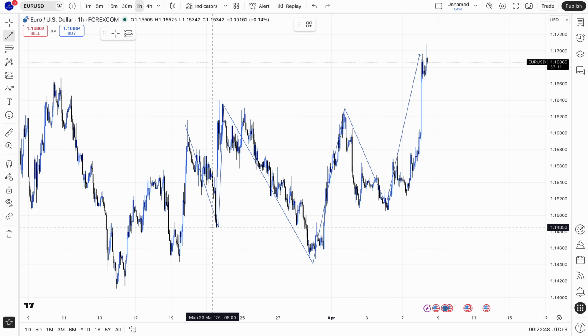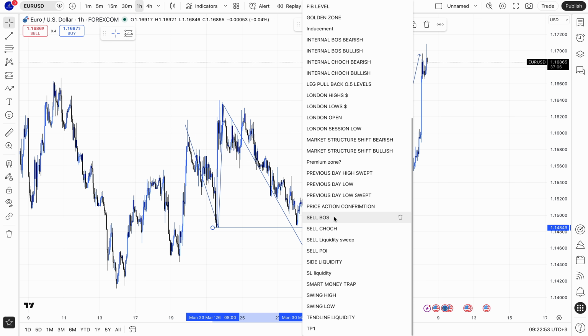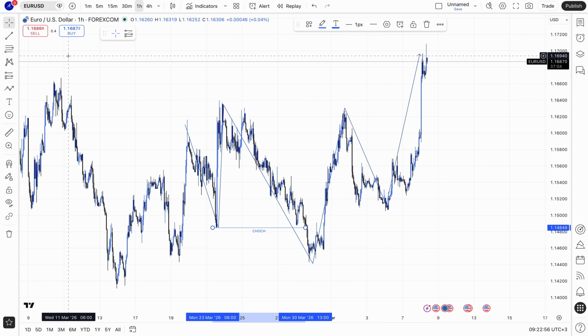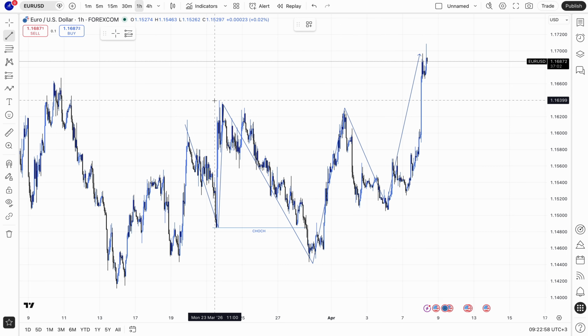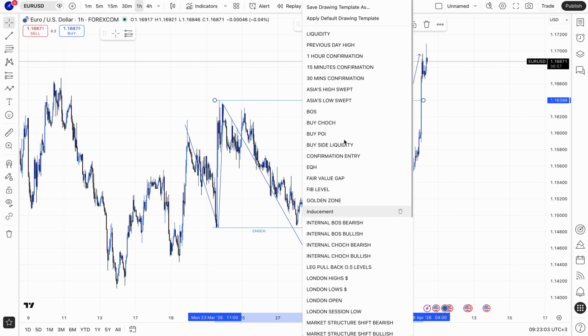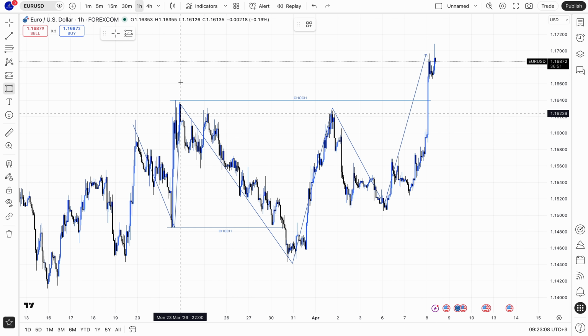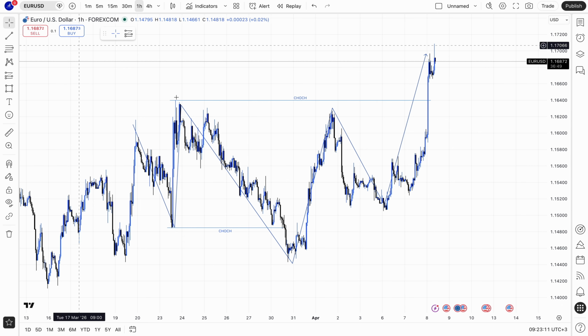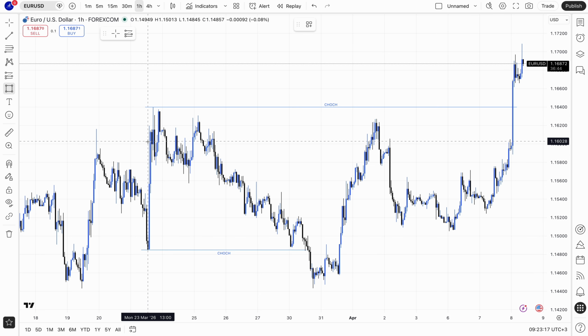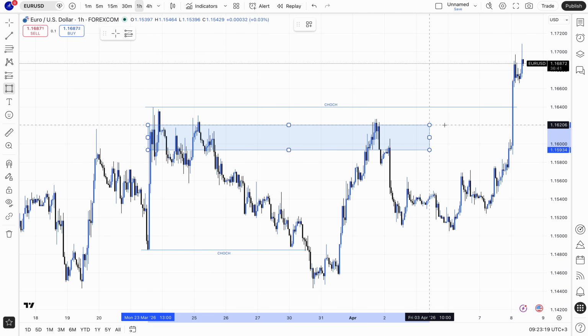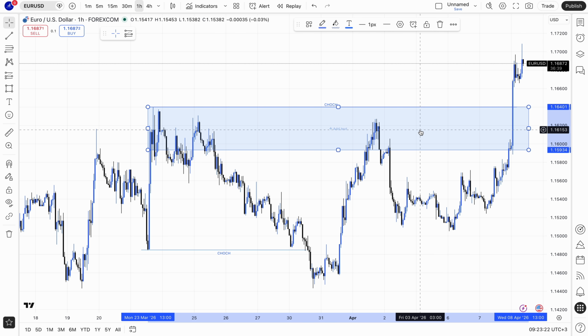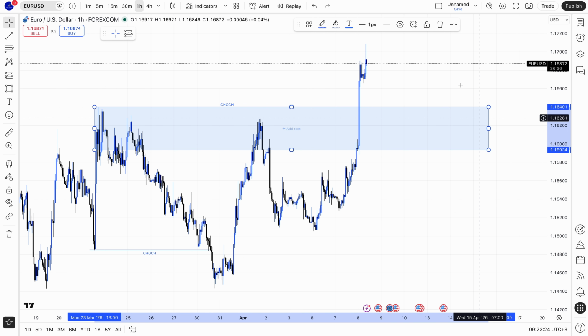This was our last change of character to the downside. Then this was a change of character. Then you had a change of character to the upside, which is here. Then you have our breaker block, our last buy to sell candle, which is this one.